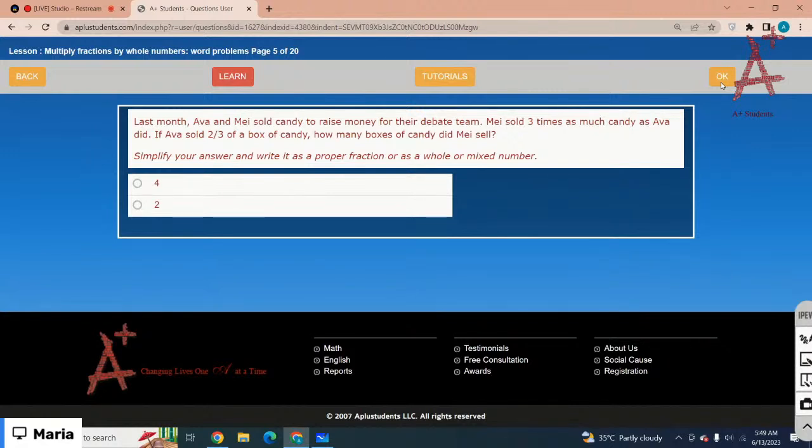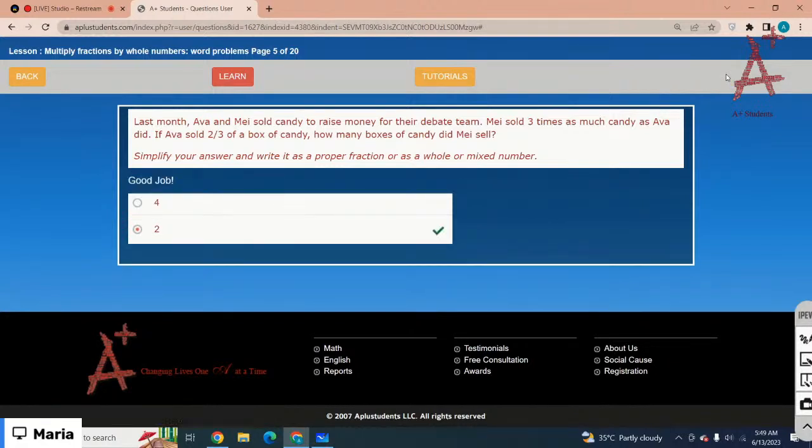It would be, yes, 6 over 3, or either you can write it as 2, because when you divide them by the common factor 3, it would be 2. 3 times 2 is 6. Got it? So, that would be 2.